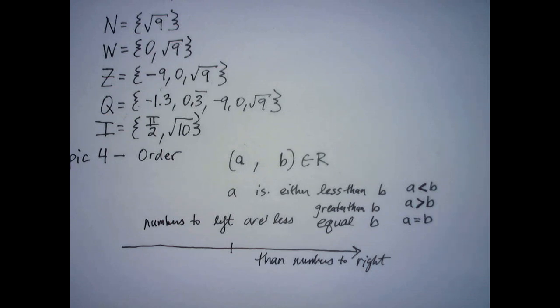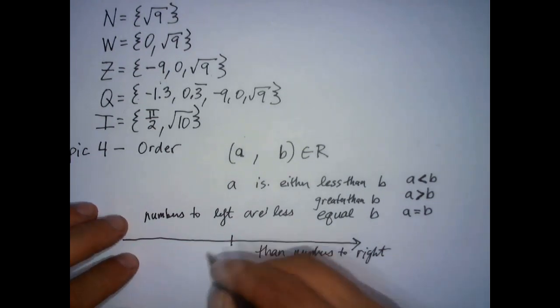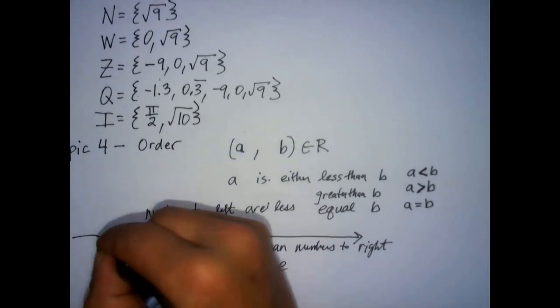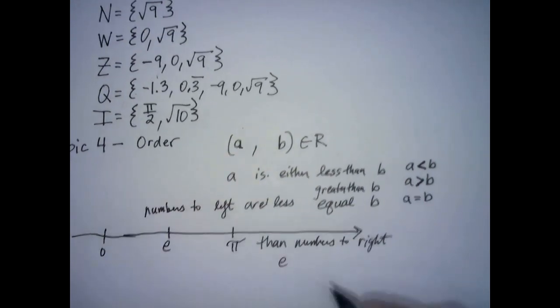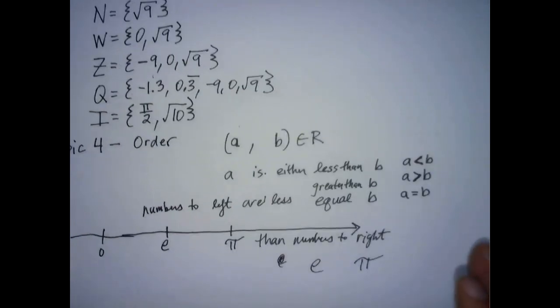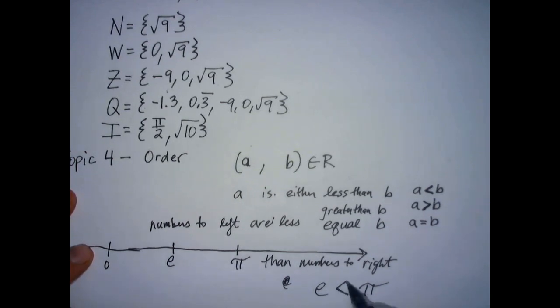And so if E is to the left, let me draw this. Let's say this is E and this is pi. And way over here is 0. How do you compare E and pi? E is less than pi. Very good. Pi is greater than E.